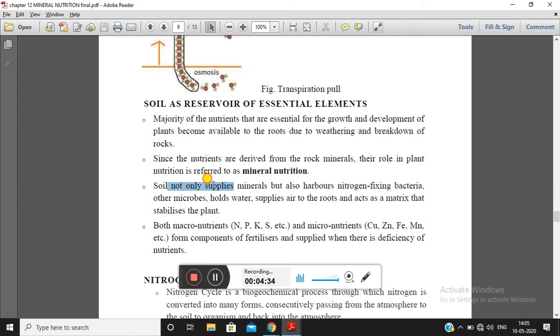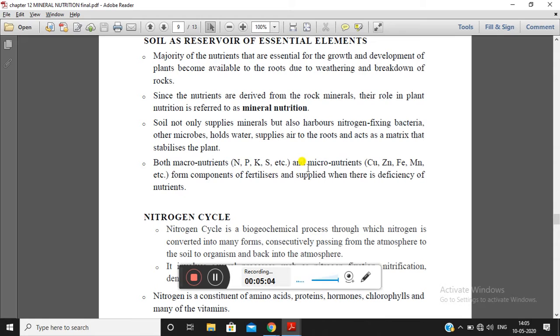So soil not only supplies these minerals, but it also acts as a major harbor for nitrogen fixing bacteria and other microorganisms. It also helps in holding the water, supplies air to the roots, and acts as a matrix which stabilizes the plant. So soil, apart from acting as a reservoir for essential elements, also performs various other functions. Both macronutrients and micronutrients are used as components of fertilizers, and they are supplied when there is deficiency of these nutrients.